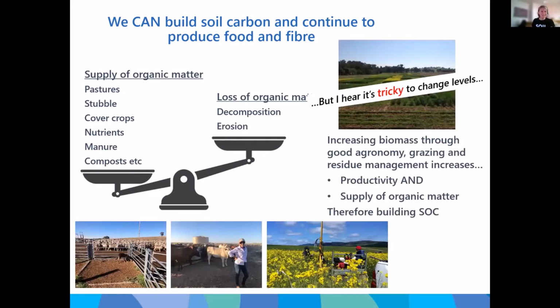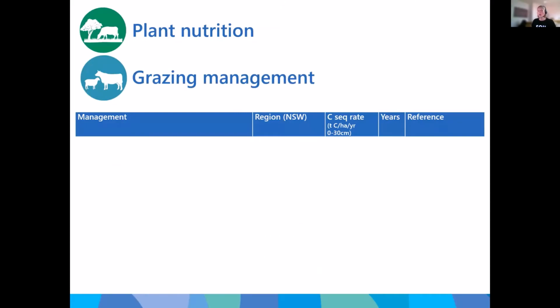So is it tricky to change levels? Going back to that scenario, we know that increasing biomass through good agronomy and grazing management and residue management can increase productivity, and it can also increase the supply of organic matter. Therefore, we can be building soil organic carbon at the same time through these good management practices. So what does the data actually tell us?